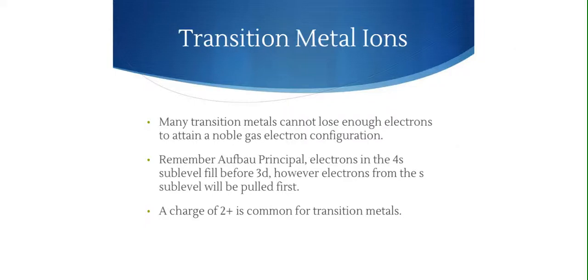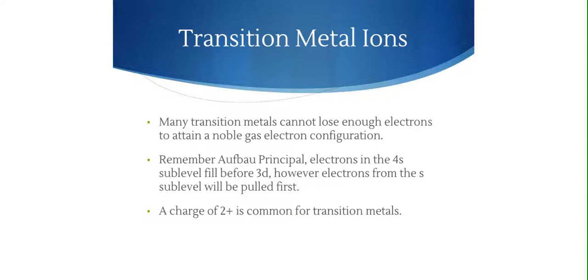Final thing I want to talk about is transition metals and their ions and what they create. Transition metals are funky because iron, for example, can lose 2 or 3 electrons depending on what it wants to bond with. They're really just kind of funky in that way. Typically, most of your transition metals are going to lose 2 electrons.